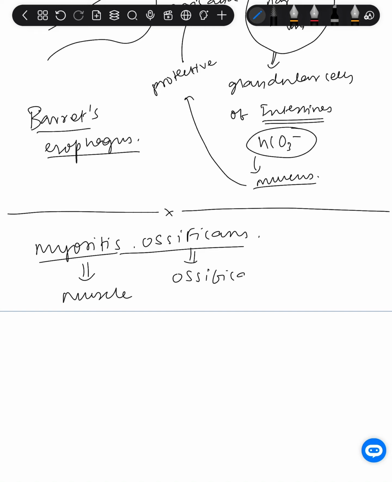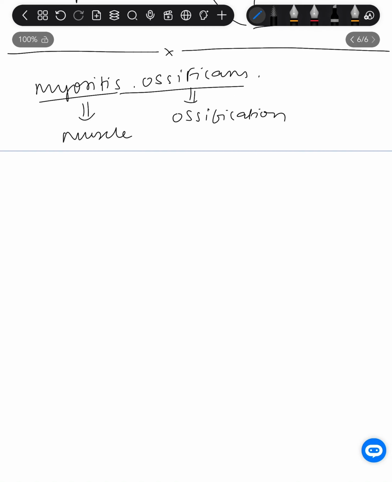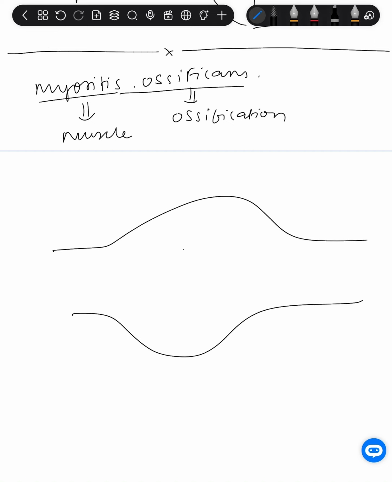Now I really want you to apply your common sense here, and if I am saying this, you should be able to think the same way. We have a muscle, and in this there is some ossification happening. So that is called myositis ossificans. I know you get it. You are much more intelligent than I am. I am not even intelligent.